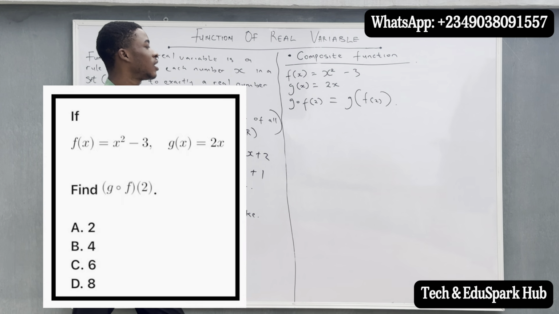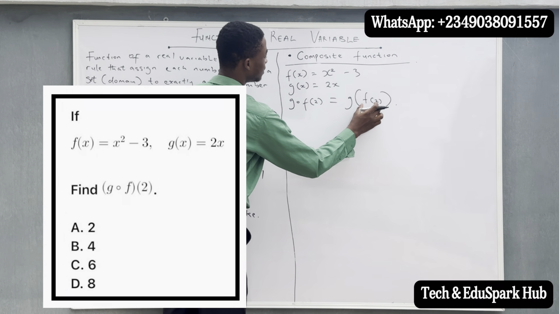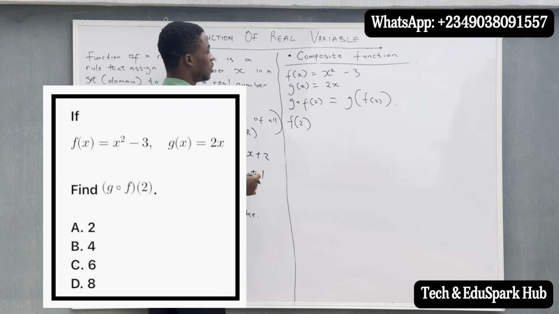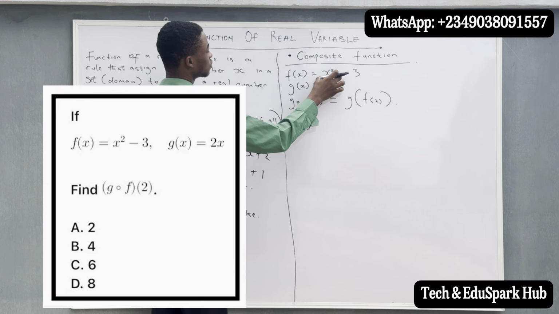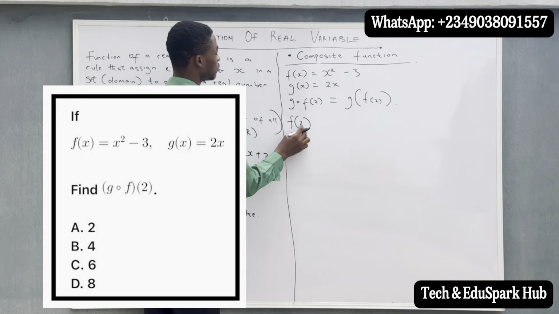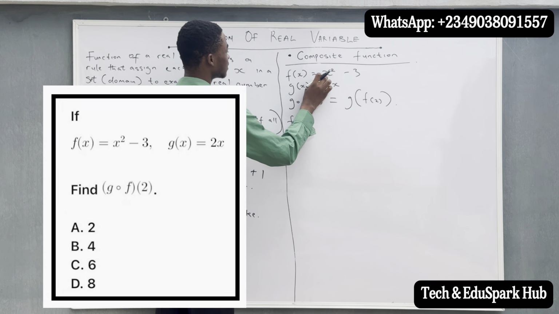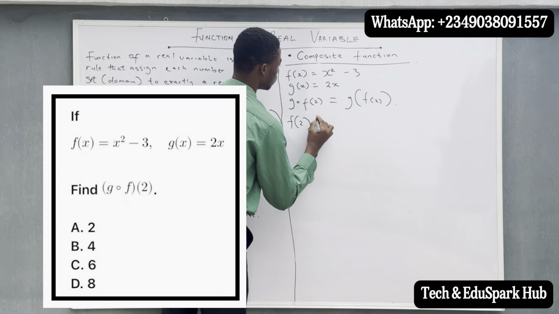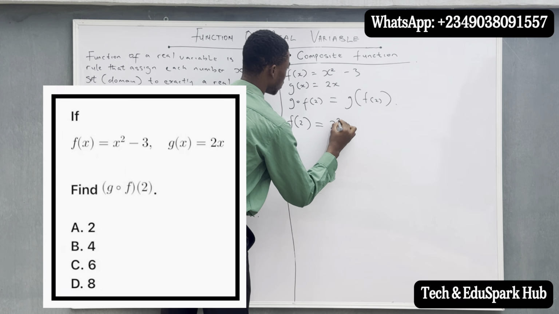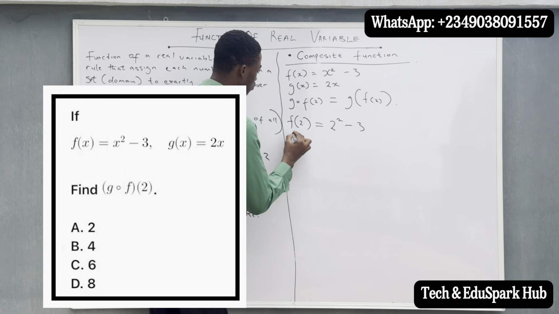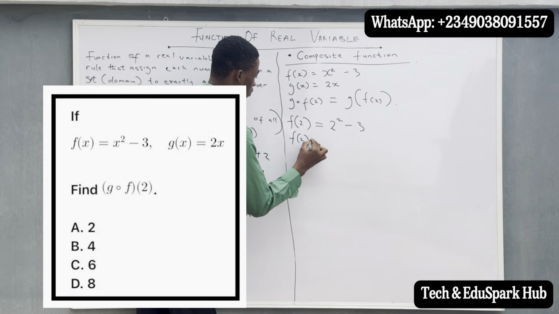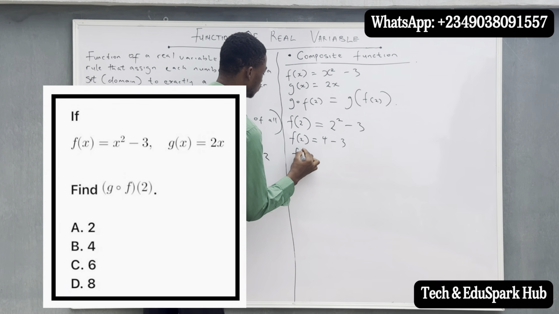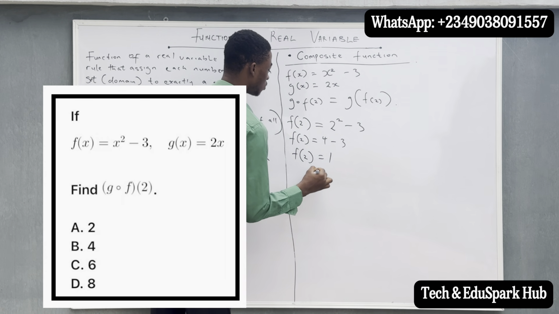So in order to solve this question, let's take this f of 2 first. f of 2 will be equal to what? Remember that f of x is x squared minus 3. Whenever we see x in this function, we are going to substitute it for 2. So this will now be 2 squared minus 3, that will be 4 minus 3. So f of 2 will give us 1.